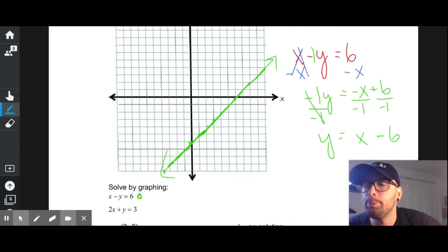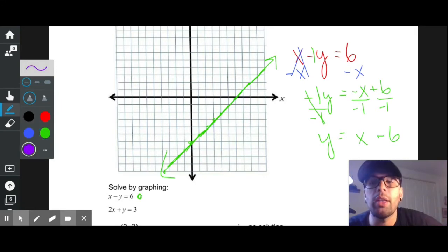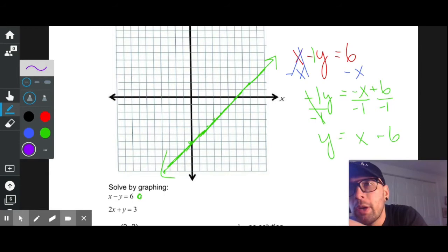Whew. All right. Well, that was fun. Is there another equation? Yeah. And I'm going to start that in purple. So I'll write it over here. I'll try to write it small.